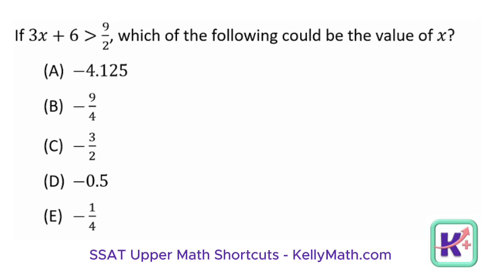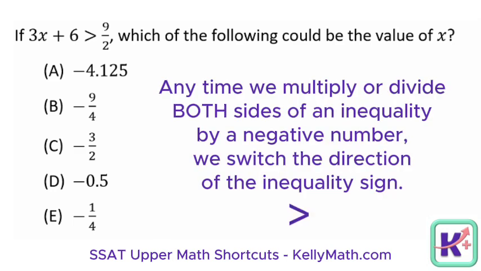Let's dive in. This question shows an inequality and asks which answer choice could be the value of x. We could solve the inequality and then see which answer choice fits. There's only one rule that makes solving an inequality different from solving an equation. If we multiply or divide by a negative number, we switch the direction of the sign.